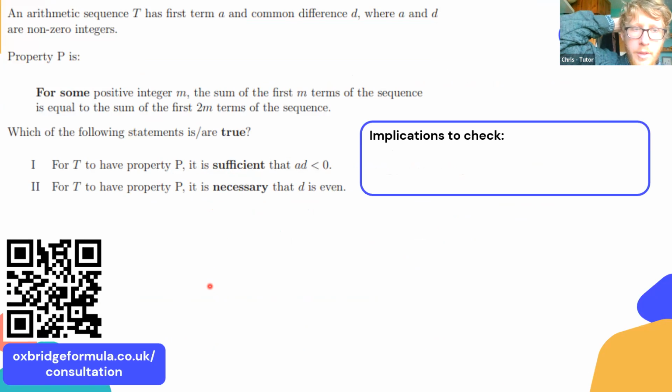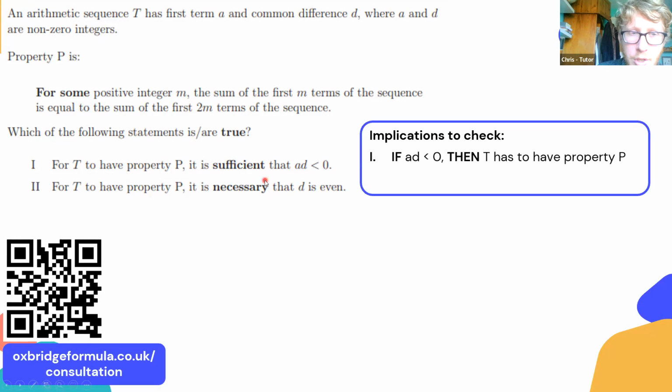Okay, so the first thing in approaching this is that we said it's normally easiest to reinterpret necessary and sufficient in terms of implications. So let's write down the implications we need to check. It's asking, is AD being negative a sufficient condition? And we didn't mention this mnemonic at the start: sufficient conditions come at the start of an implication. S in sufficient, S in start. So we want AD is negative at the start: if AD is less than 0, then T has to have property P.